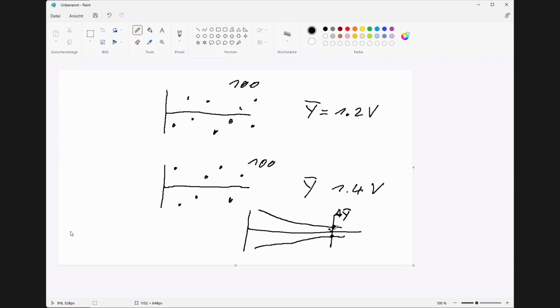But when you say 1.2 is here and 1.4 is here, then you must say this measurement row is different from this one. That is not the same experiment. This is a different experiment because that is outside of the range of the natural scattering of this measurement row. And for this, this calculation is important when you compare, for example, two measurement rows.